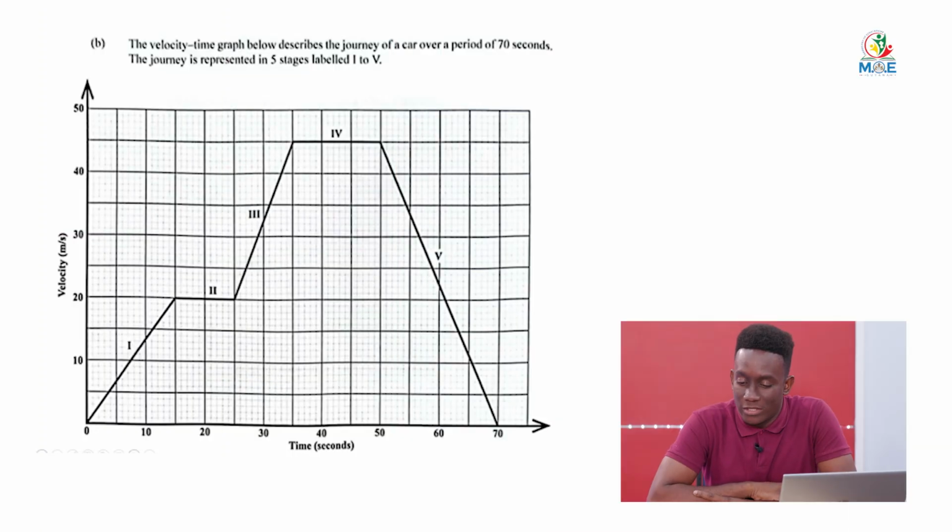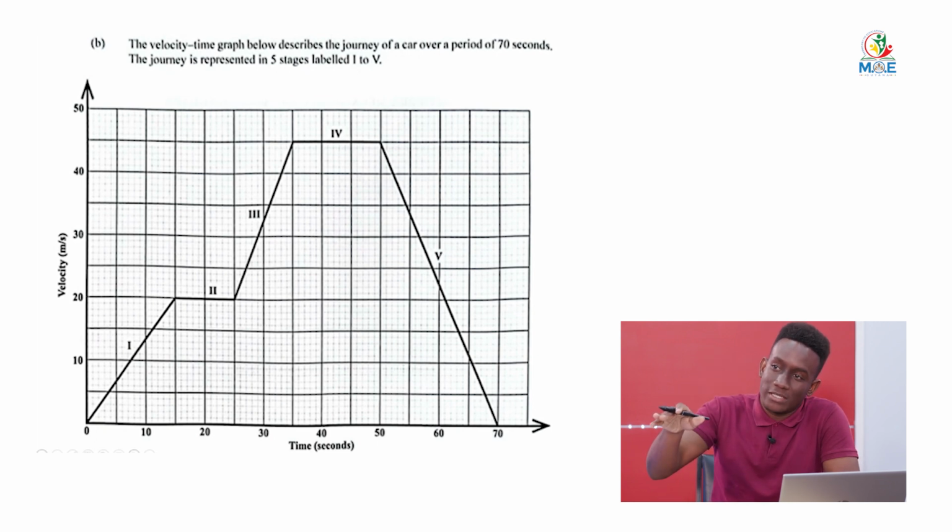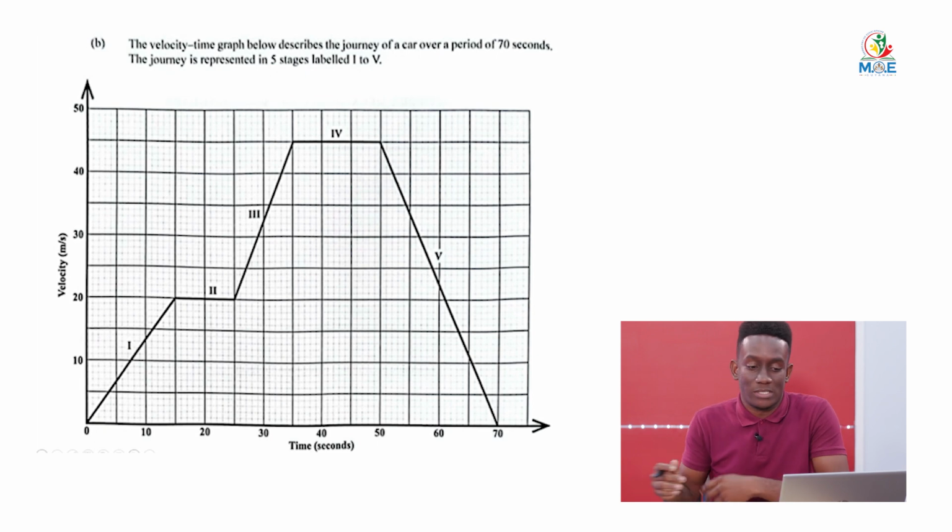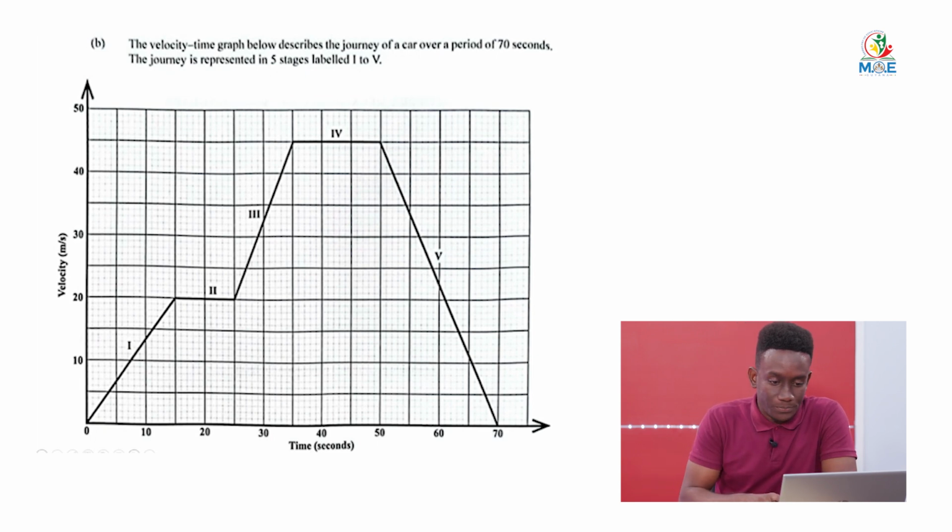So this question says, the velocity time graph below describes the journey of a car over a period of 70 seconds. The journey was represented in 5 stages labeled 1 to 5. So the velocity time graph will tell you how a vehicle or how something moves in terms of its velocity over a period of time. So they will accelerate, they will go constant, probably accelerate again and then decelerate and then come to rest, which means they will stop. So let's go.